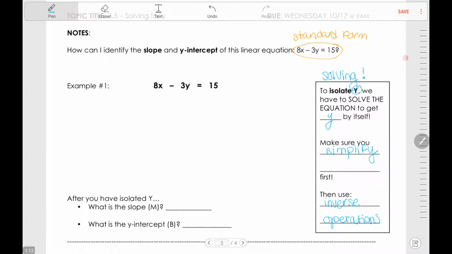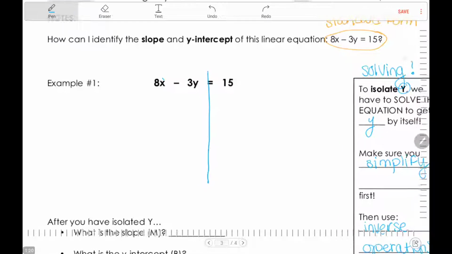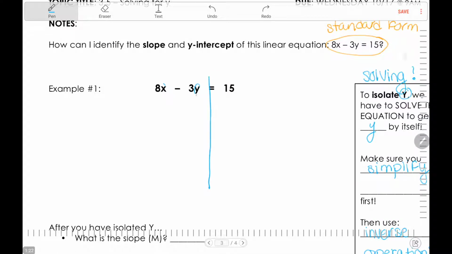Now, when we were solving back in September, we only had x, and we were always solving for x. But now we're not doing that. We're isolating y this time. So that's what I'm solving for. So I'm going to draw my onions. Okay, the first thing affecting that y is that -3. So that is going to be the second thing that we move. We always want to work from the outside in. And then what's affecting the -3y is that 8x.